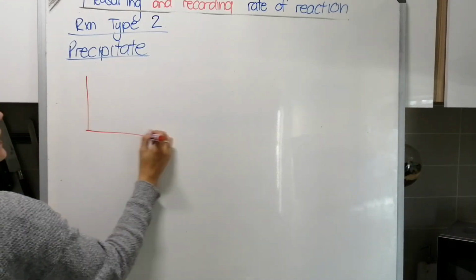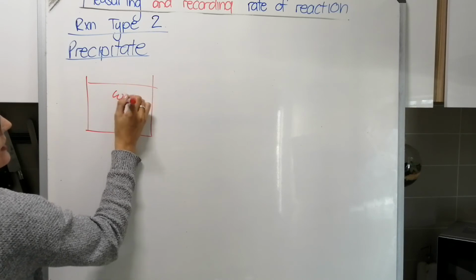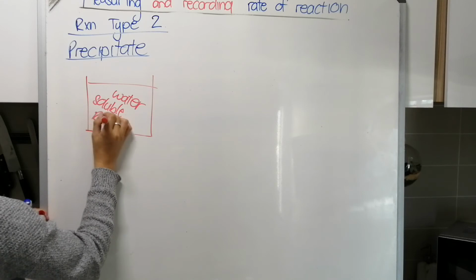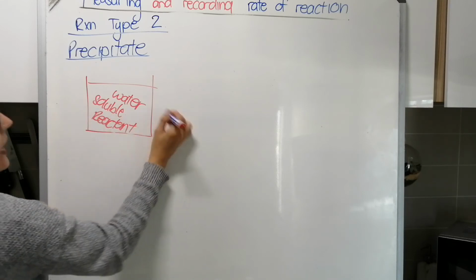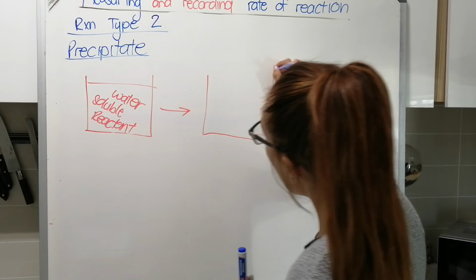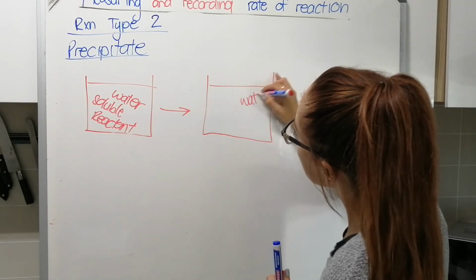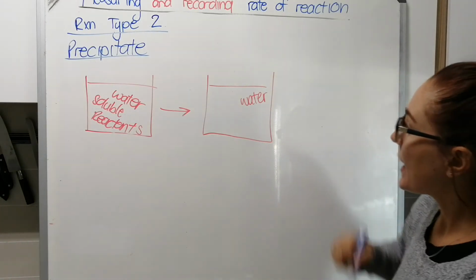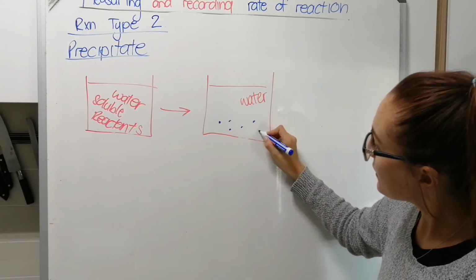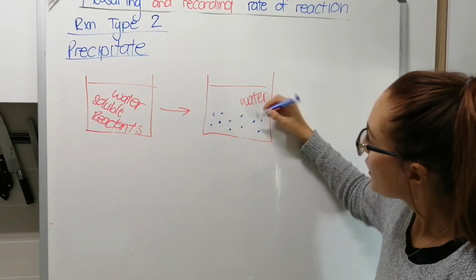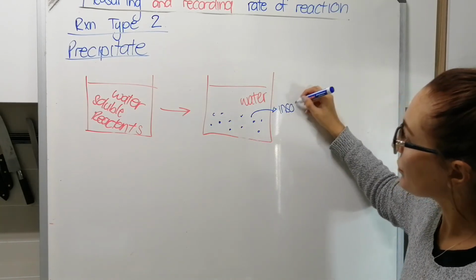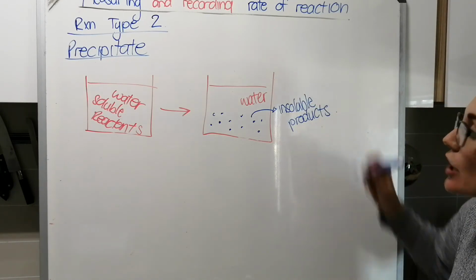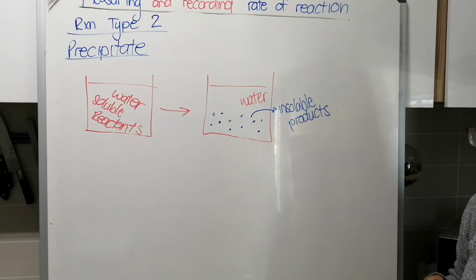So precipitate is when you have water, some kind of solvent, and you have soluble reactants. Then they will react and you'll end up with your water, soluble reactants, more like, and little solid particles which are actually insoluble products. So it's when you've got soluble things reacting to form something that is insoluble and that comes out as a precipitate.